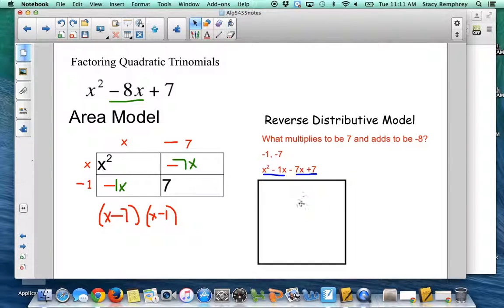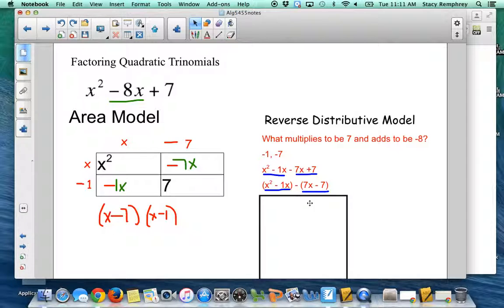So the next thing I did is that negative 8x, I split that up according to the numbers I have here. Negative 1x minus 7x is still negative 8x. It's the same thing. I split it up based on the numbers I found here. Then I looked at the first two terms and the last two terms, and I grouped those together.